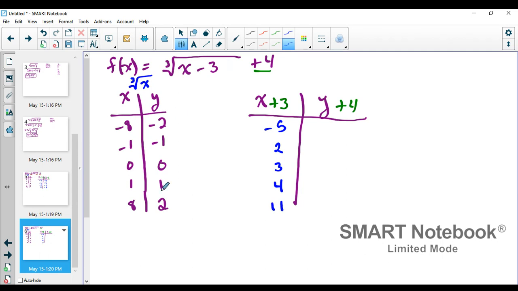And now we're going to take our y values and add 4 to them. So negative 2 plus 4 is 2. Negative 1 plus 4 is 3. 0 plus 4 is 4. 1 plus 4 is 5. And 2 plus 4 is 6. And there is now the graph of our cube function after we shift everything.